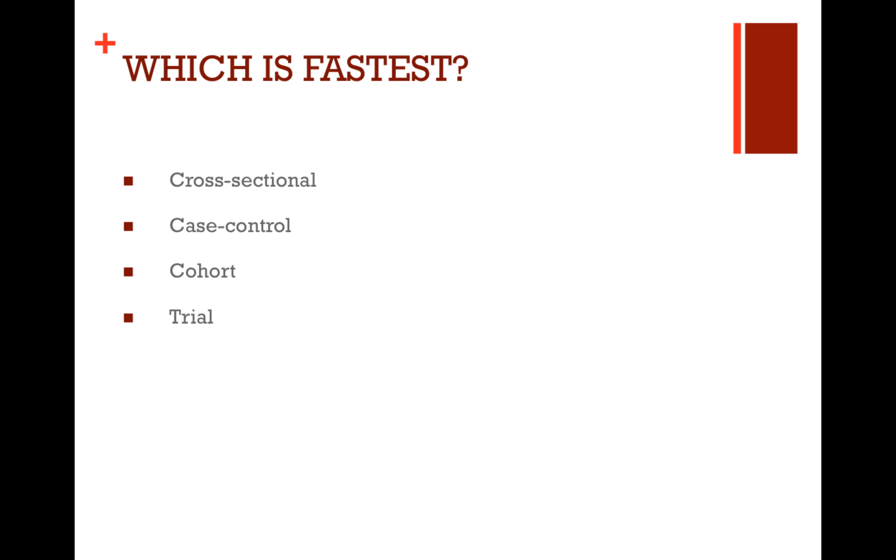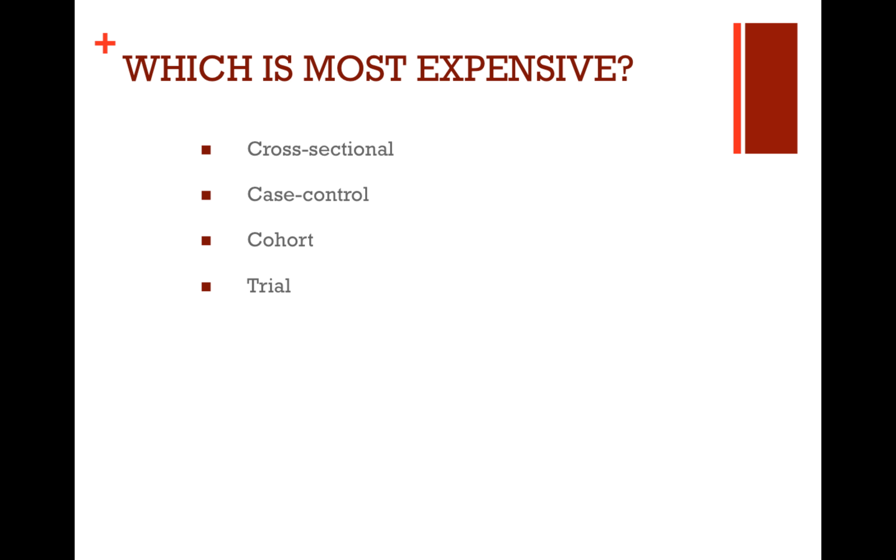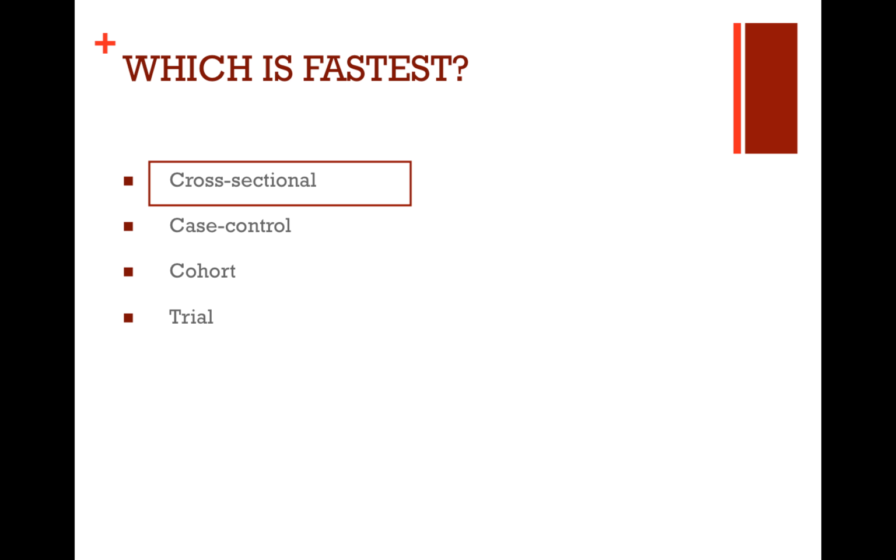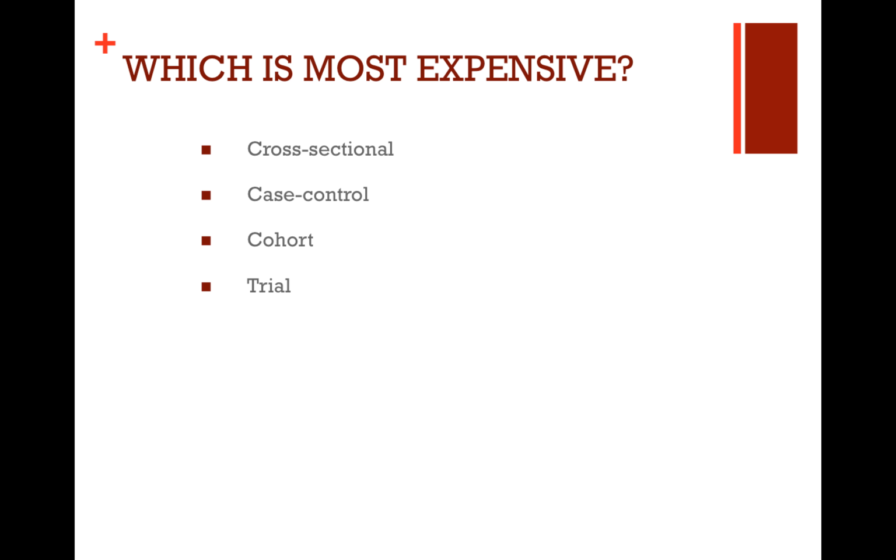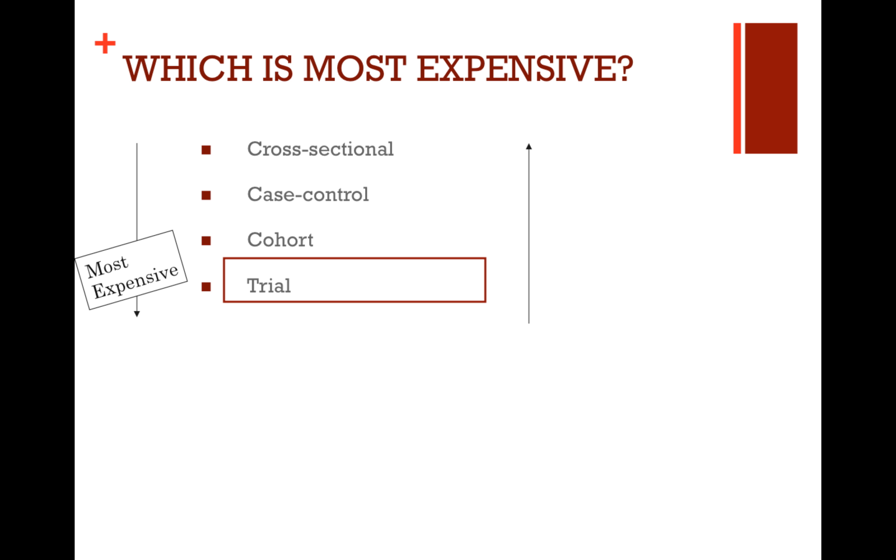Which is the fastest? That's easy, cross-sectional. They're surveys. They're done at one point in time, typically, and you can often gather a lot of data in a very short amount of time. Which is the most expensive? In this case, clinical trials or experimental studies. So as you go down this list, it's going to get more expensive. As you go up, it gets less expensive.